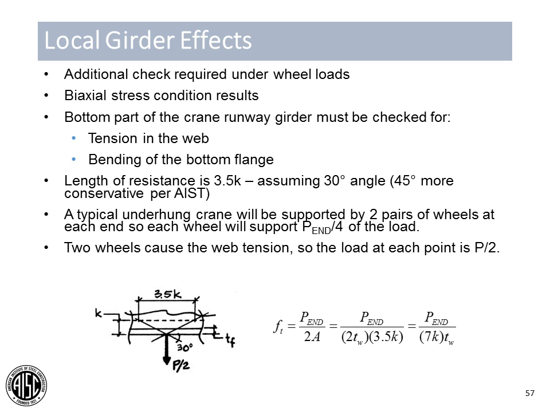Local girder effects is also a consideration. You need to look at these under the wheel loads. You need to look at both tension in the web as well as bending in the bottom flange. For web tension, a relatively standard approach would be to consider 3.5 times the K dimension of your runway girder as effective in resisting the tensile load. And then that would generate a tensile stress of P over 7 times your K distance times the thickness of your web. And you would compare that to the allowable tensile stress of your web.